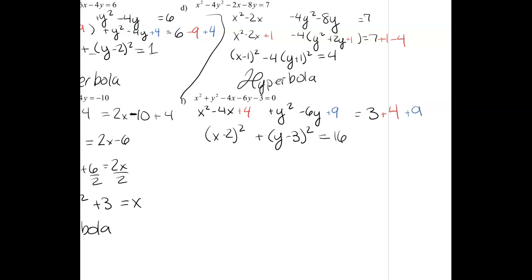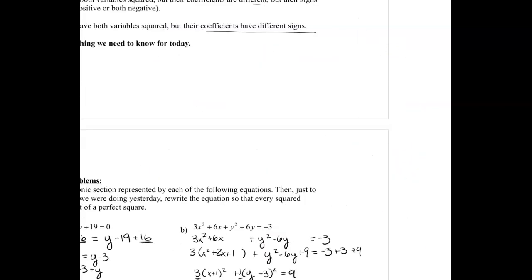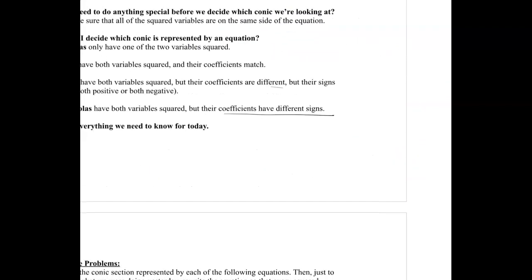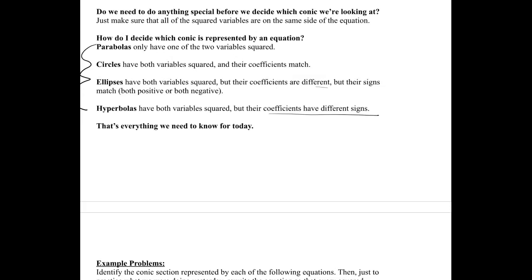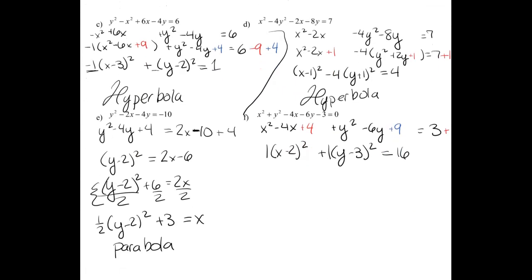Alright, I see that my signs match because they're both positive. I see that my coefficient out in front of my x is 1. I see my coefficient out in front of my y is 1. So that means that my coefficients match as well. And both of my variables are squared. So this time, finally, we see what a circle looks like.